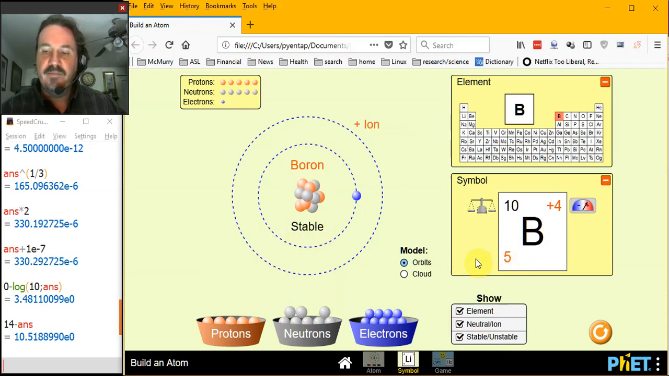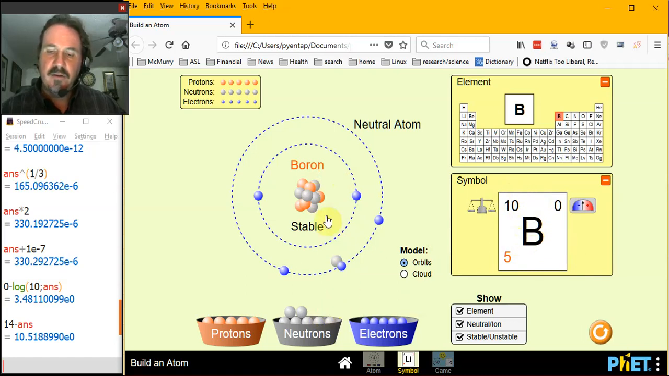Boron has 5 protons. Of course, I only have 1 electron, so it would have a +4 charge. Let's add some more electrons to this and make it a neutral atom. There we go. 5 electrons, 5 protons. Now it's neutral. 10 for the mass number, so I have 5 protons and 5 neutrons. Yeah, that's stable. So here's one of the stable isotopes of boron. Call it boron-10.